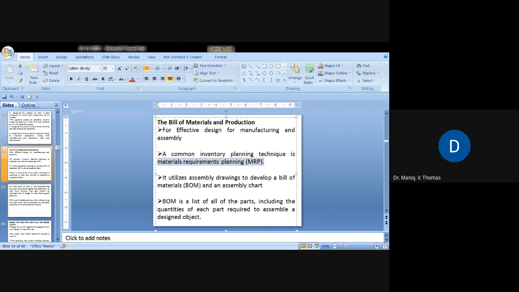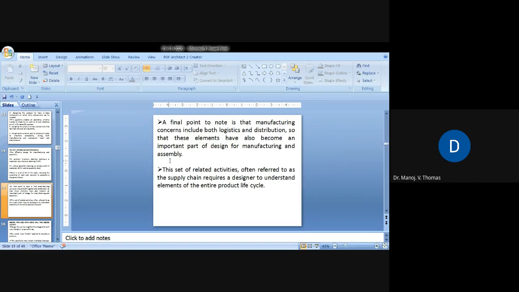When I want to assemble laptops in large quantities, I must have a material requirement plan. How many parts I should keep in my inventory, so that I can manufacture or assemble the products at the required scale. That is the bill of materials.